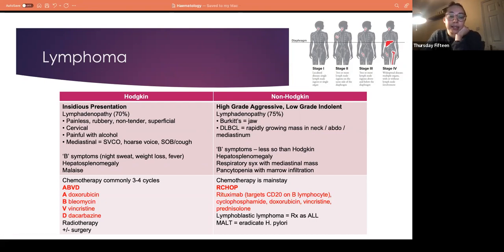And the staging system that you want to remember is Ann Arbor, and that's what the picture in the top right is about. So stage 1 would be a single lymph node group. Stage 2 is 2 lymph node groups, but on the same side of the diaphragm. Stage 3 is 2 or more lymph node groups above and below. And then stage 4 is widespread multiple organ failure with lymph node involvement.